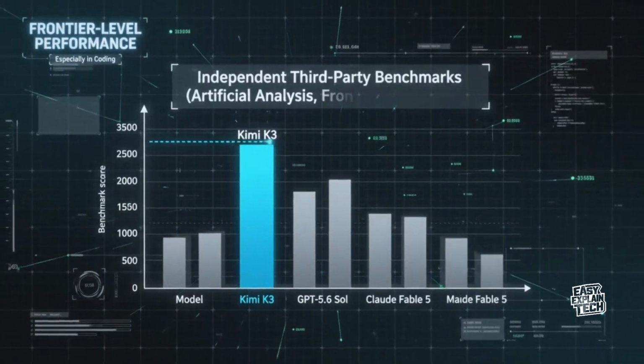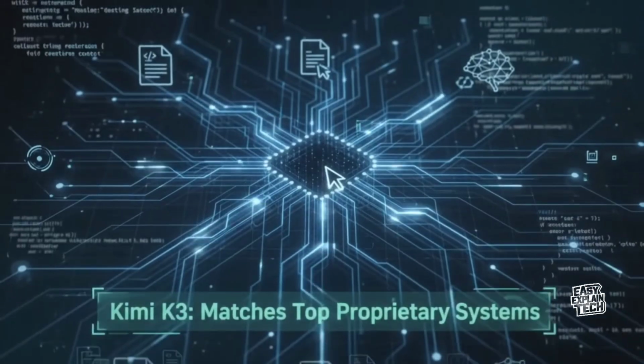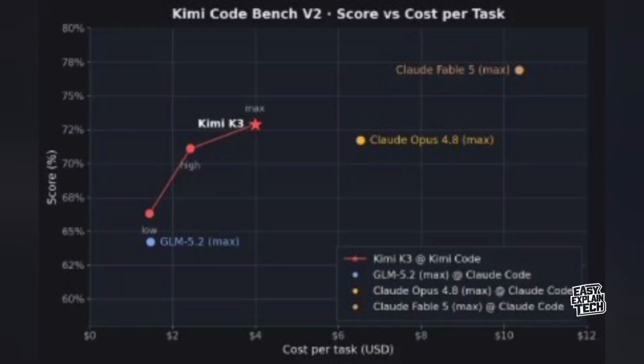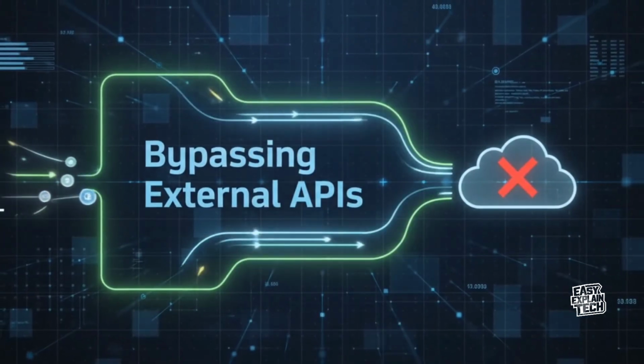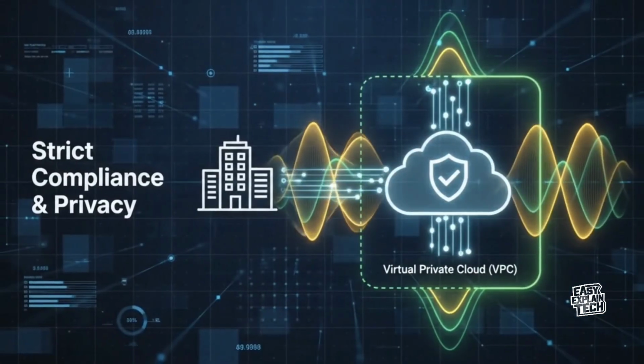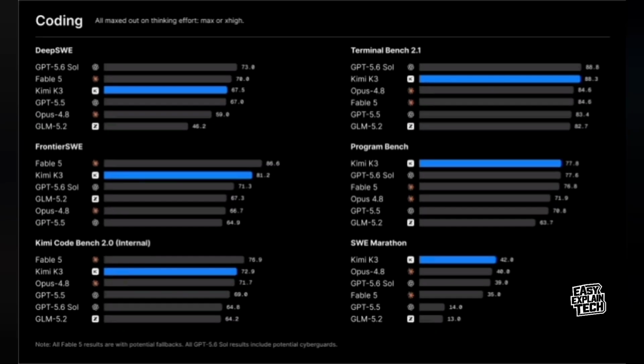Built on a sparse mixture of experts, or MOE design, K3 activates just 16 out of 896 total experts per token, around 104 billion active parameters. This is paired with two major innovations: Kimi Delta Attention, or KDA, a hybrid linear attention mechanism that dramatically reduces computational overhead across its 1 million token context window, and Attention Residuals, or ATNRES, which allows layers to retrieve representations from prior points in the network dynamically.